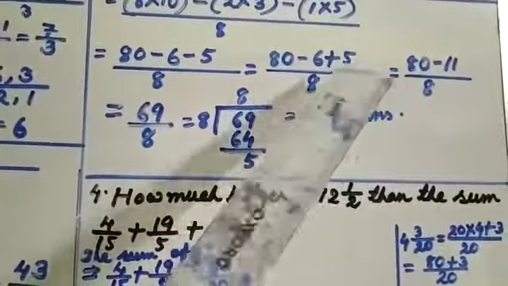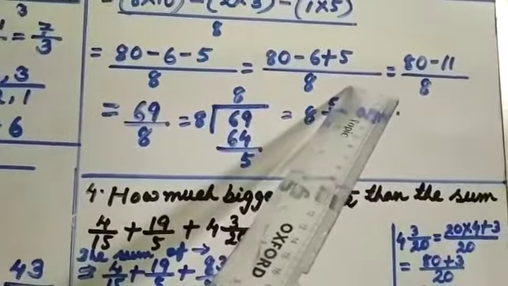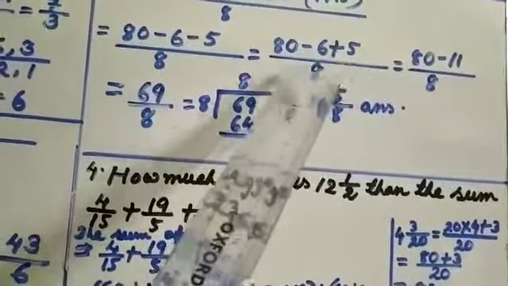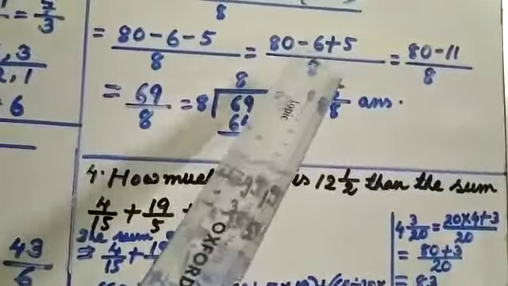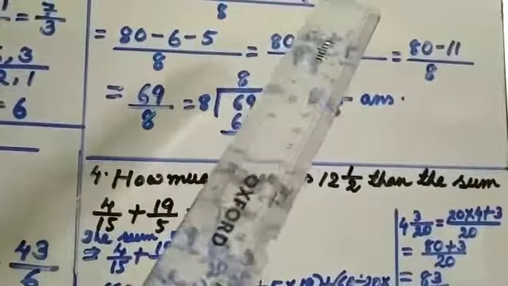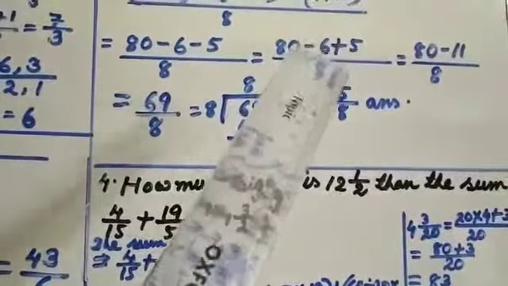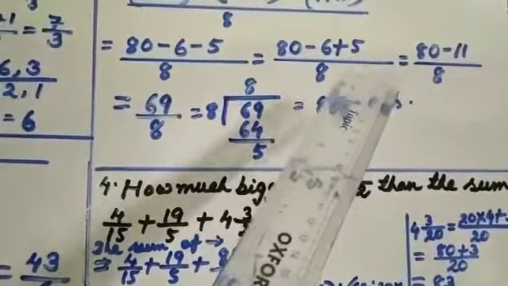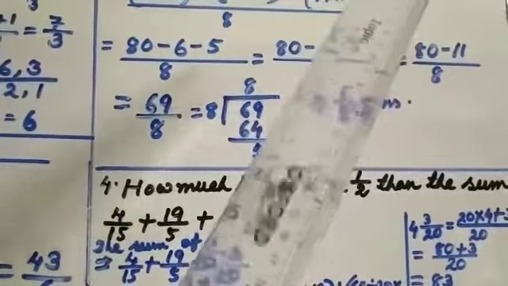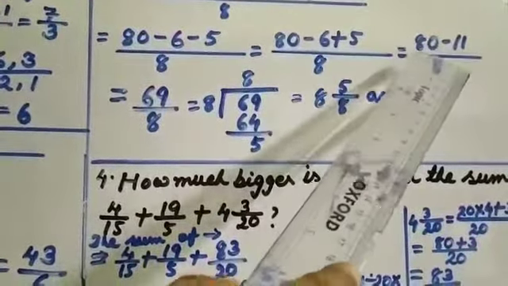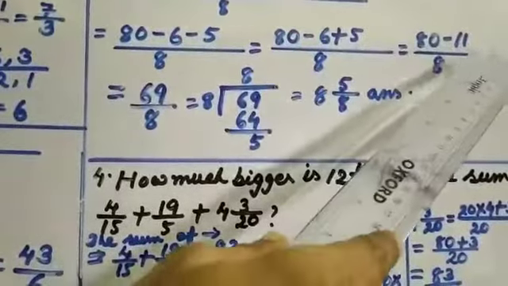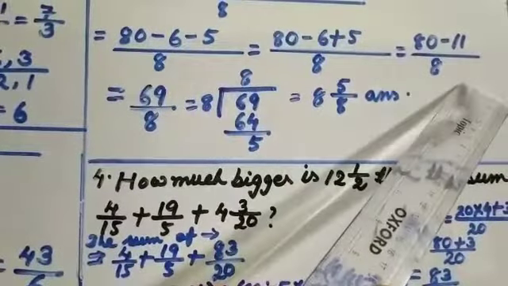6 plus 5 by 8. Okay, now according to the process, in a simplification sum you will do division first, after that multiplication, then plus, then minus. So here you have to do plus, meaning addition, first. So you will write 80 minus 6 plus 11 divided by 8.